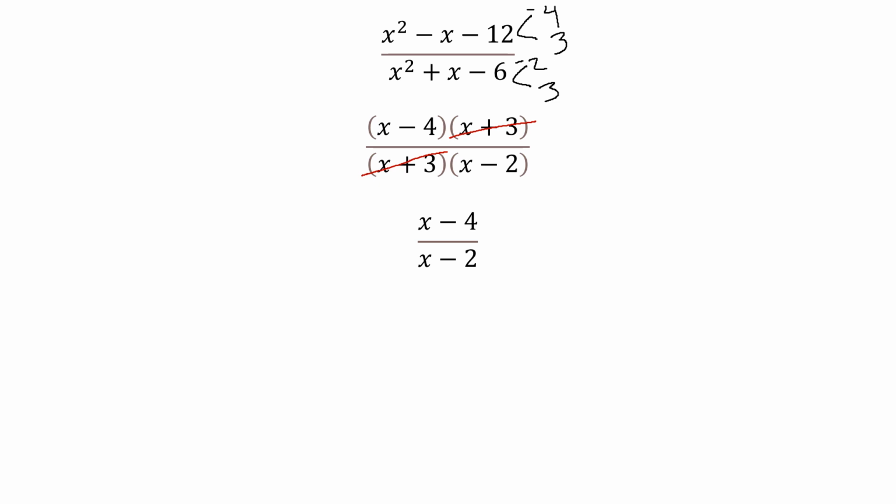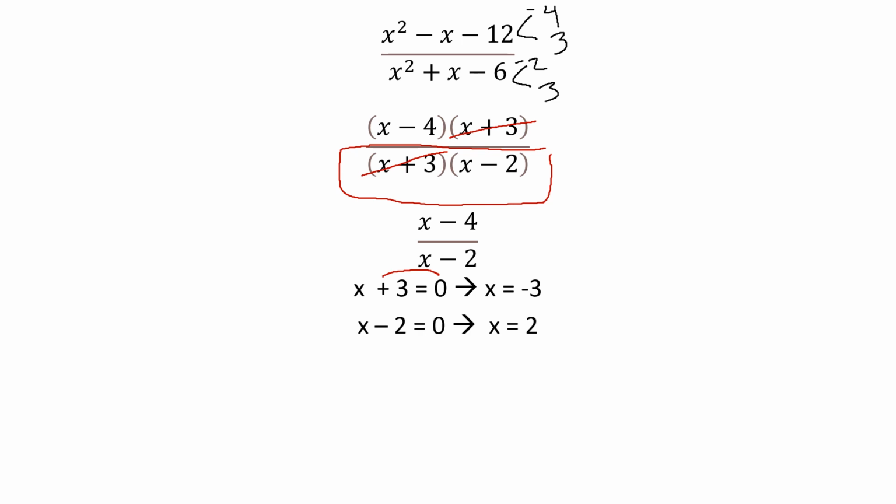To find the exclusions, we are going to take our denominator, but remember what I told you, you can use the factored denominator and set those equal to 0. So my first one is x plus 3 equals 0. Move that over and solve for x, and I have x equals negative 3. Then I'm going to take the x minus 2, set it equal to 0. Move this negative 2 over, it becomes positive.